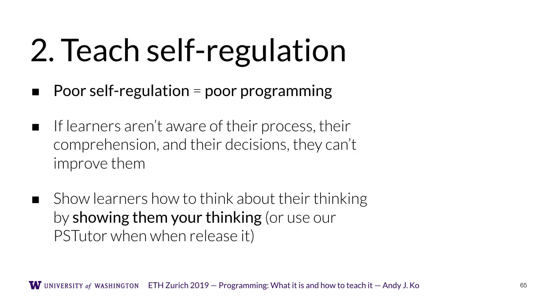Now, we should also be just teaching those self-regulation skills explicitly. If they don't have them, they're not going to program well. If learners aren't aware of their process, their comprehension, and their decisions, they can't really improve them. So we need to be showing learners how to think about their thinking by showing them your thinking or using the problem-solving tutor when we release it. This is really essential. I don't think that we know exactly how to do this yet. We only had a few studies that show a proof of concept that it works, but I think trying some of these things is really critical.